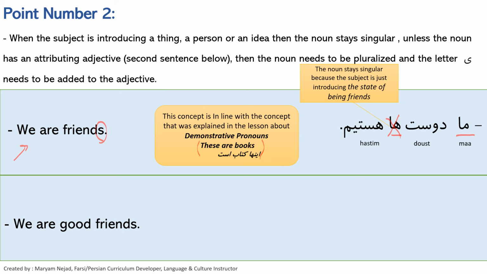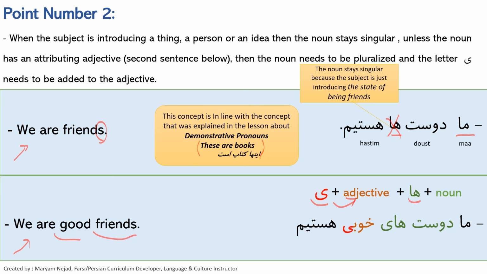All right, but now we want to say we are good friends. So the noun has an adjective. So in this situation, the noun becomes plural. So we need to make the noun plural. And then we need to add a ye to the adjective. So ما دوستهای خوبی هستیم.